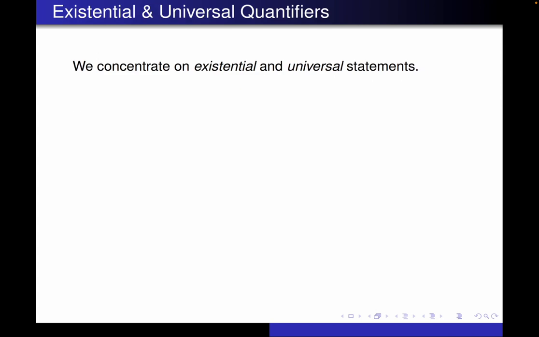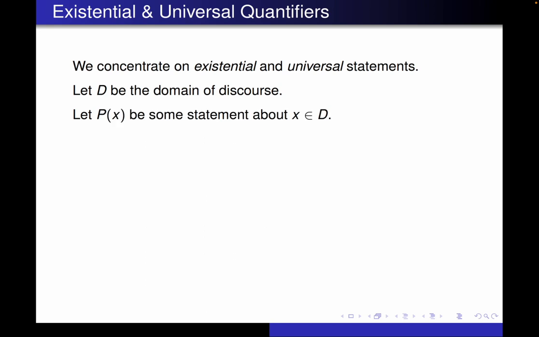So we're going to concentrate on just two types of quantifiers. One's called existential quantifiers, and one's called universal quantifiers. So let's say you have a domain of discourse D. That's just the set of all the things that we're considering in our quantified statements. And we're going to let P of x be some statement about x in D.